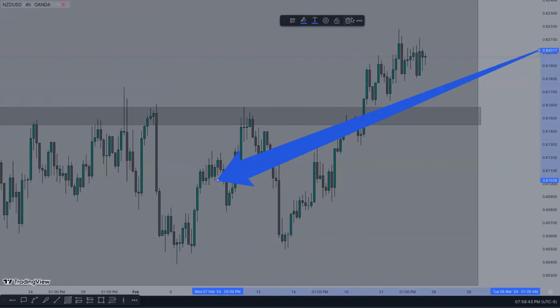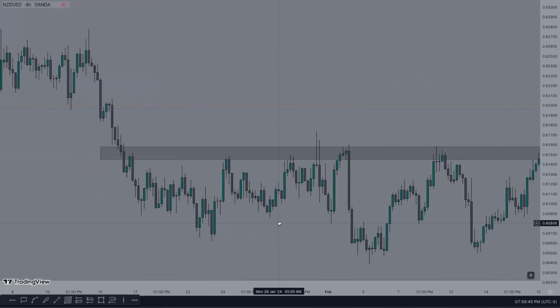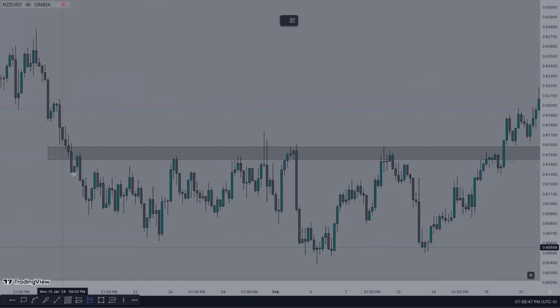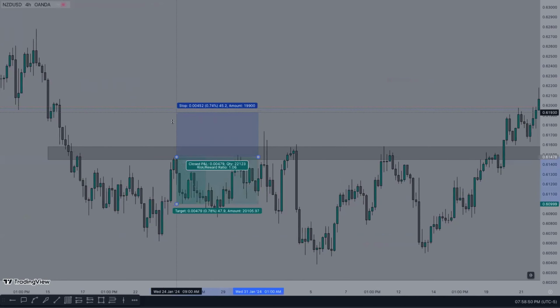Now, let's use my method, which is to enter aggressively. I'm an aggressive trader, and I'm proud of it. Yeah. Let's say here I enter aggressively, no confirmation whatsoever.